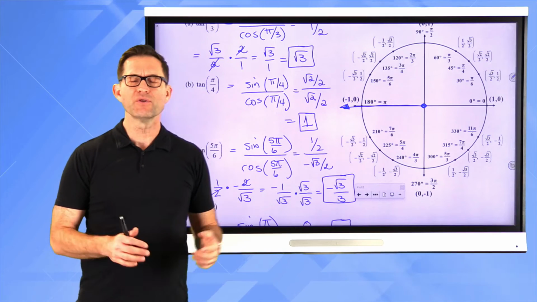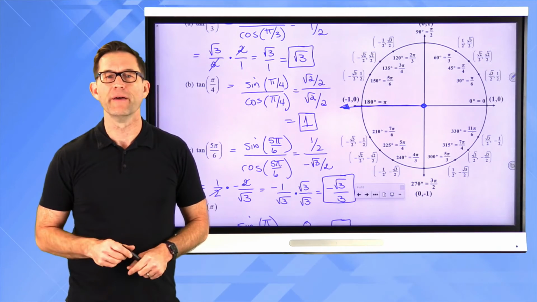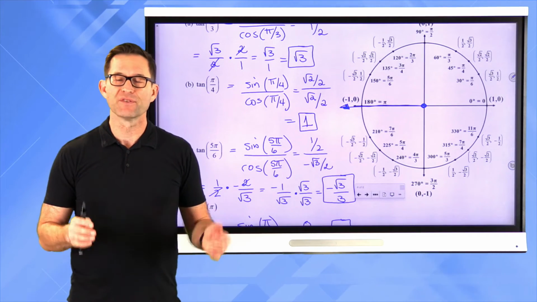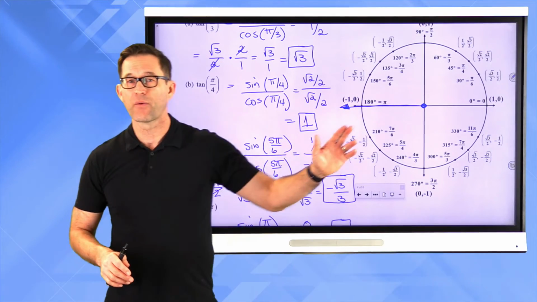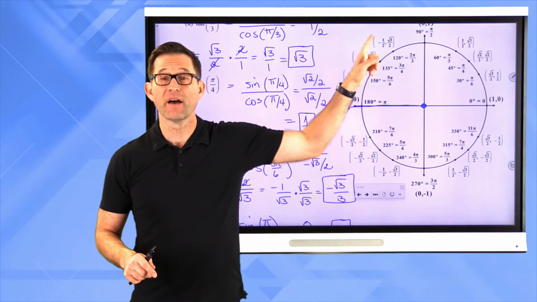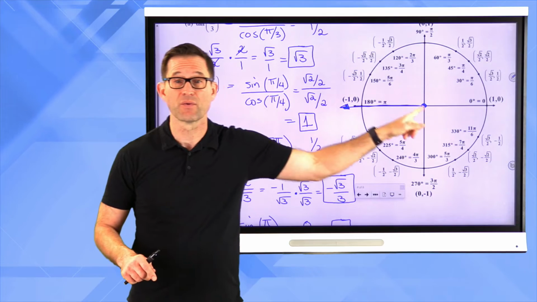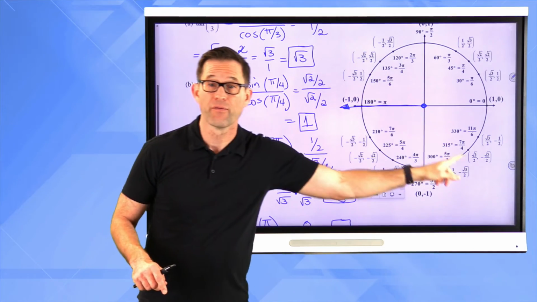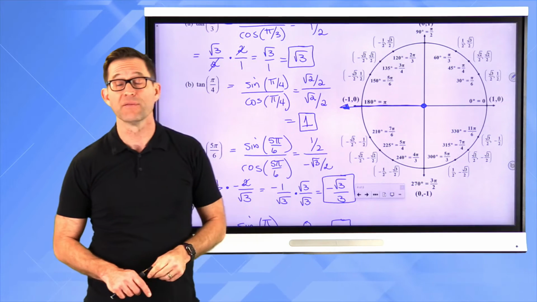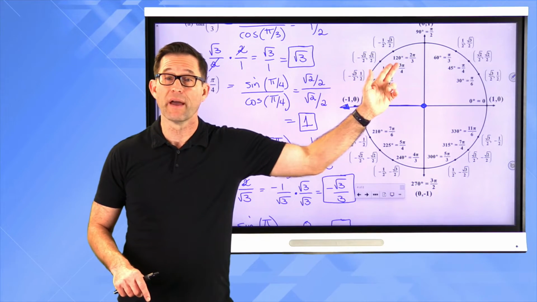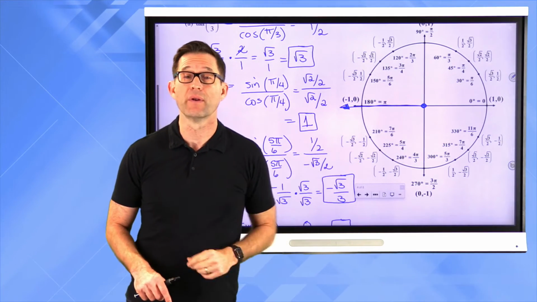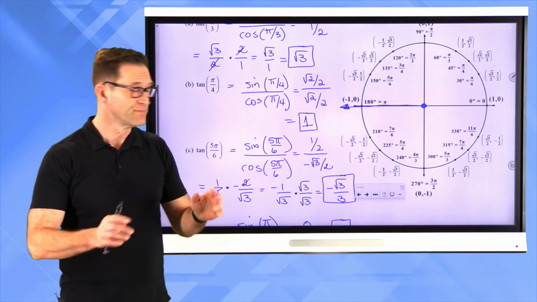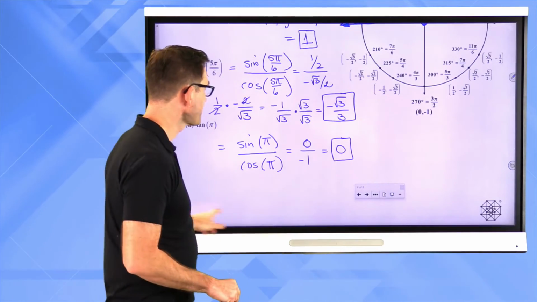So again, I encourage you to think about the tangent just a little bit as being the value of the slope of that ray. It also kind of makes sense that if I've got something that's going like this, through the origin, either in the second quadrant or the fourth quadrant, that thing's going to be a negative slope, so the tangent will be negative in the second quadrant and also negative in the fourth quadrant. All right, enough of that though.